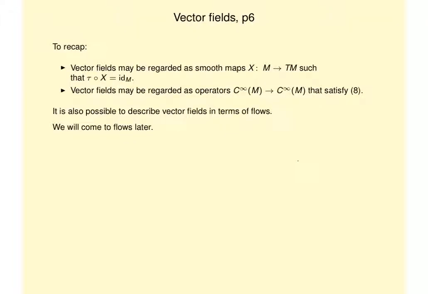So just to recap, vector fields may be regarded as smooth maps from the manifold M into the tangent bundle, which are right inverse to tau. And secondly, they may be regarded as differential operators on smooth functions that satisfy the conditions 8. And there's a third description in terms of flows. We'll talk about that later. That's equally important with these first two descriptions. But that's all for now.